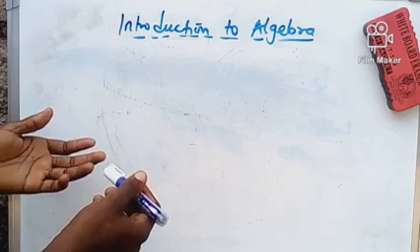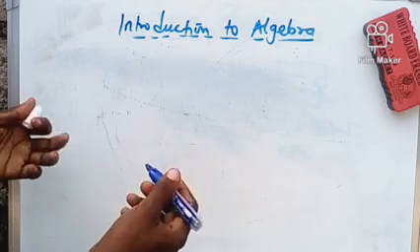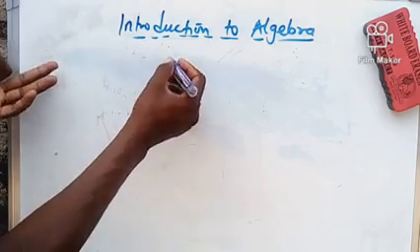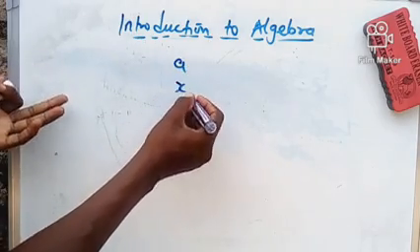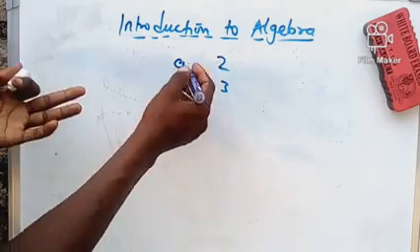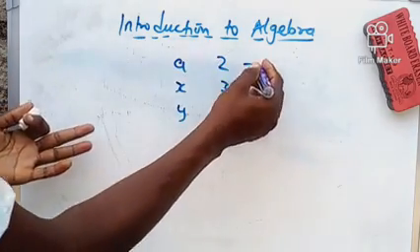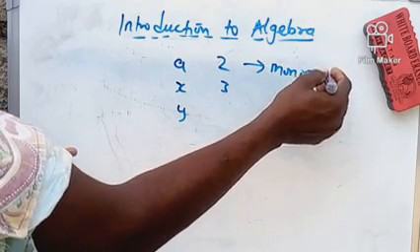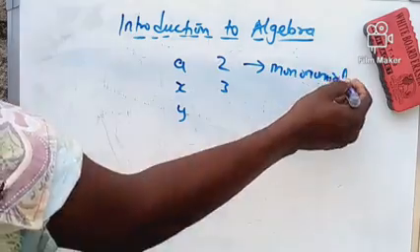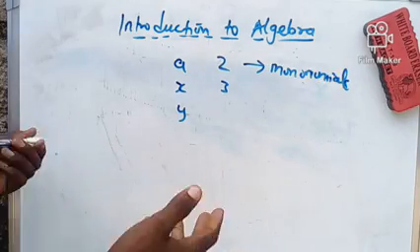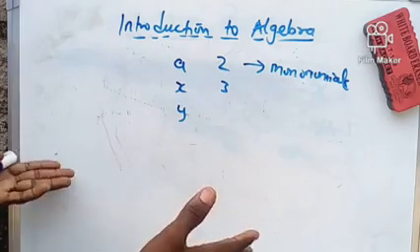Now, the first thing you need to understand is that in algebra, when you have a single term, probably a or x or y or 2 or 3, these single terms are referred to as monomials. They are called monomials in algebra, and monomials are simply single terms.